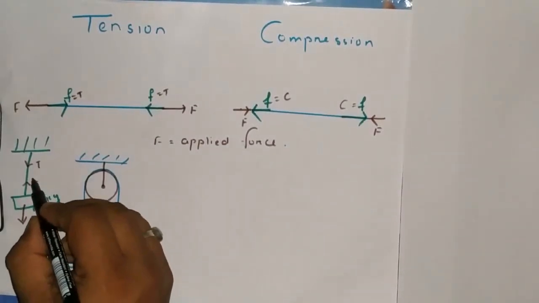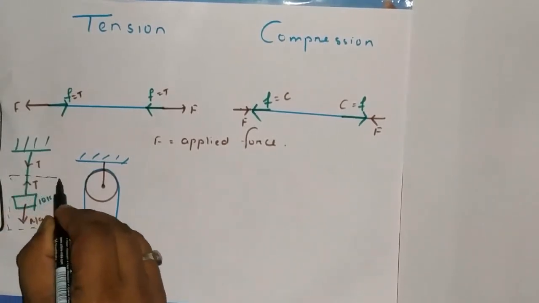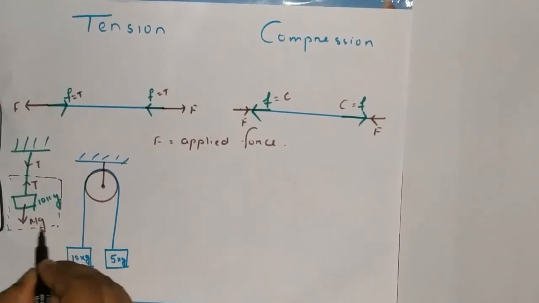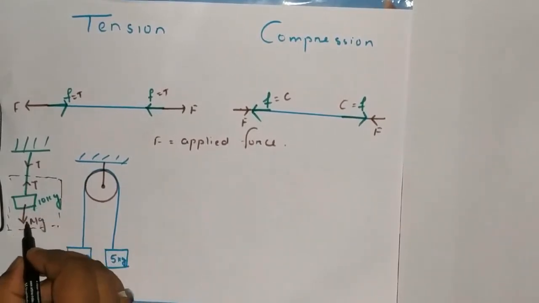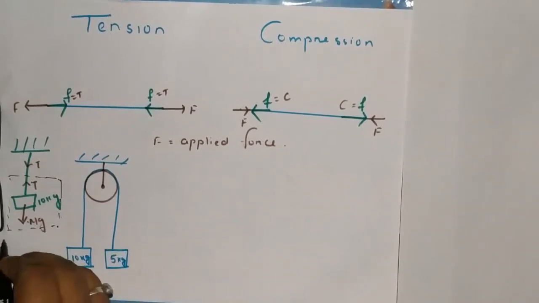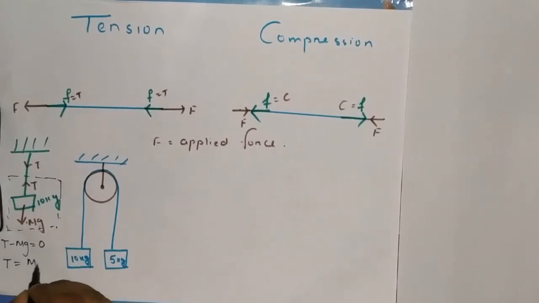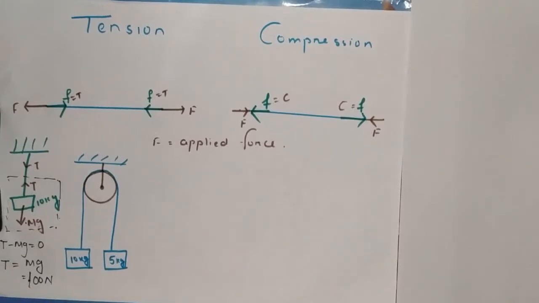Now my question is, if I take this body, what am I getting? T minus mg equal to m into a, but a is 0 because the body is at rest. So what can I write? T minus mg equal to 0, or T equals mg. I got the tension. So what is the tension now? Suppose g is 10, mass is 10, this is nothing but 100 Newton. I think it is clear.